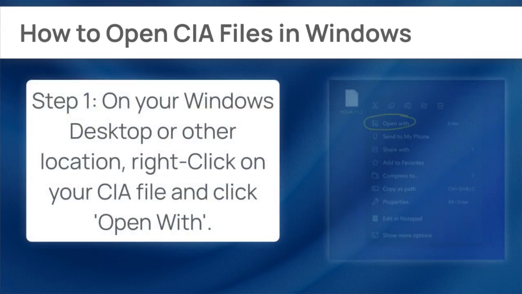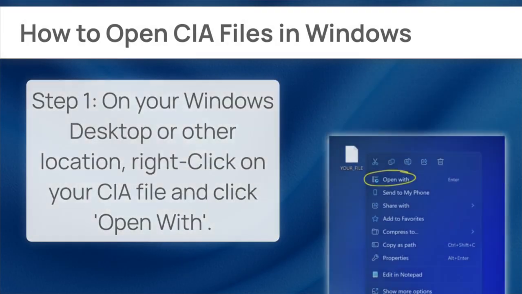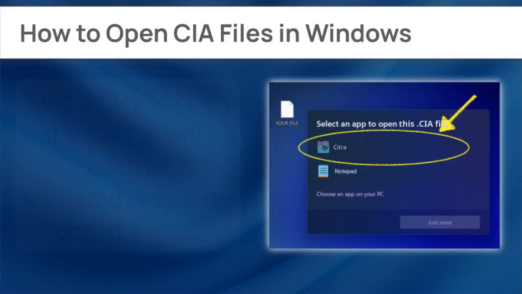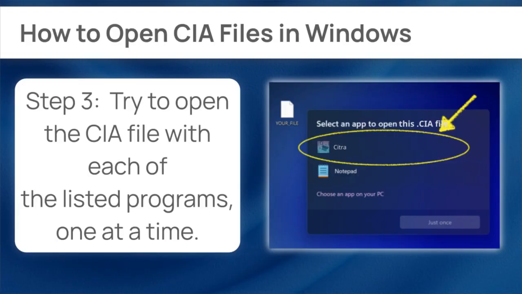Let's verify the file's compatibility against known readers. Right-click the CIA file and select Open with. Test Citra if it appears. If not, choose another program. Different software handles the CIA format uniquely.